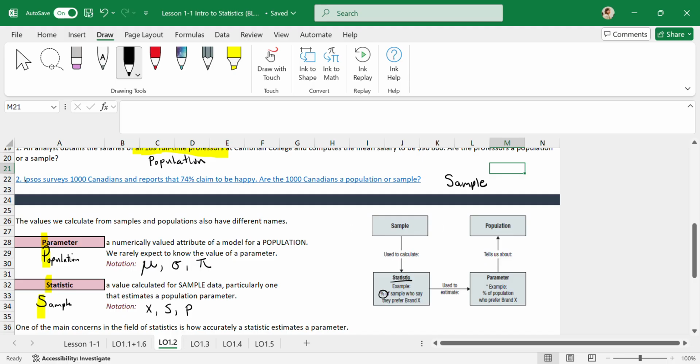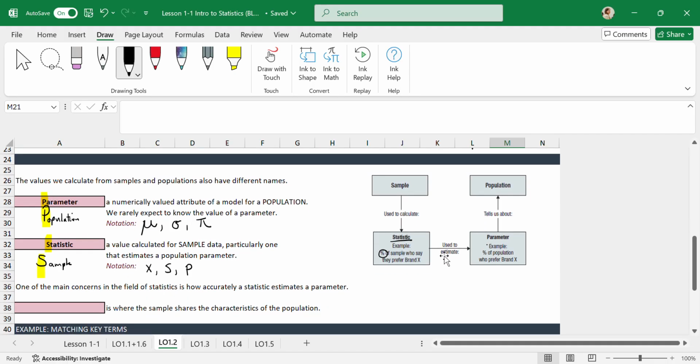And that's exactly what Ipsos did in this survey. They asked 1,000 Canadians and found 74% claimed to be happy. They used that 74% to guess at all Canadians, the whole population of Canadians, even though they only asked 1,000.